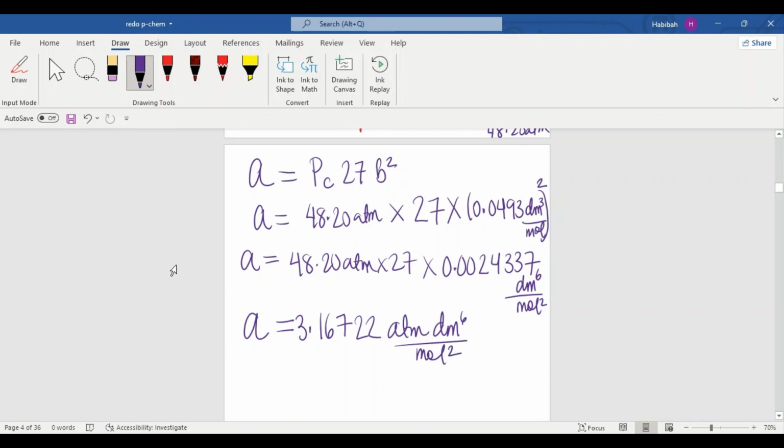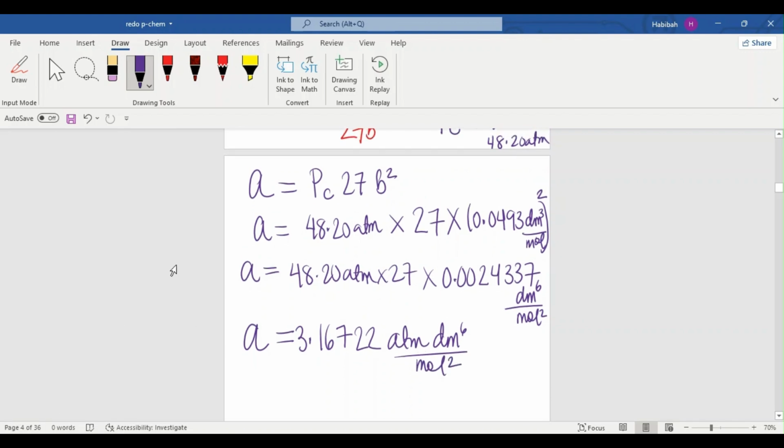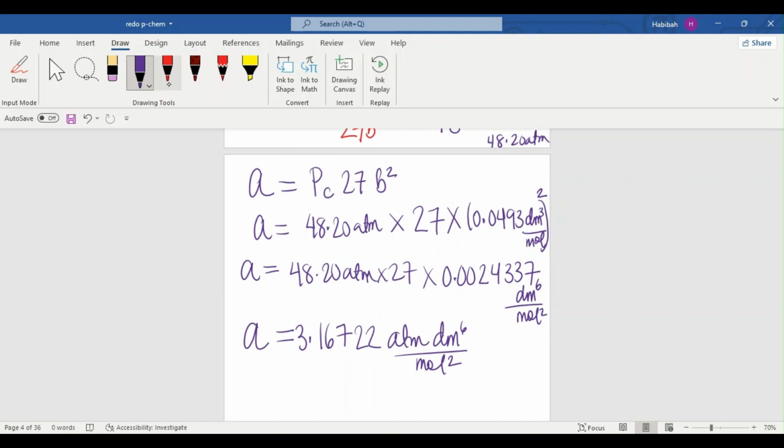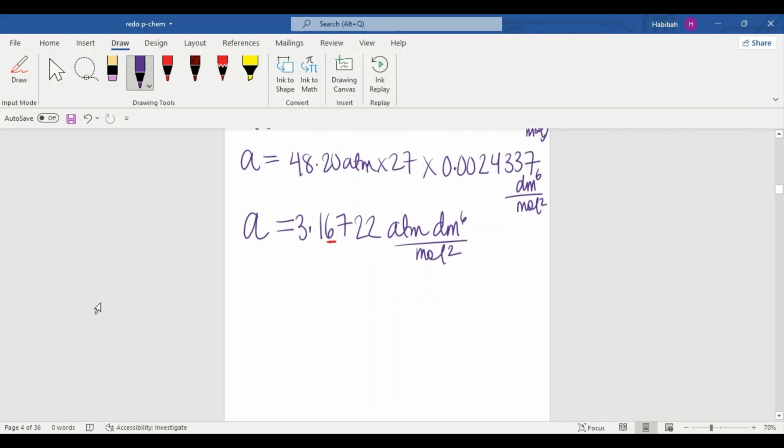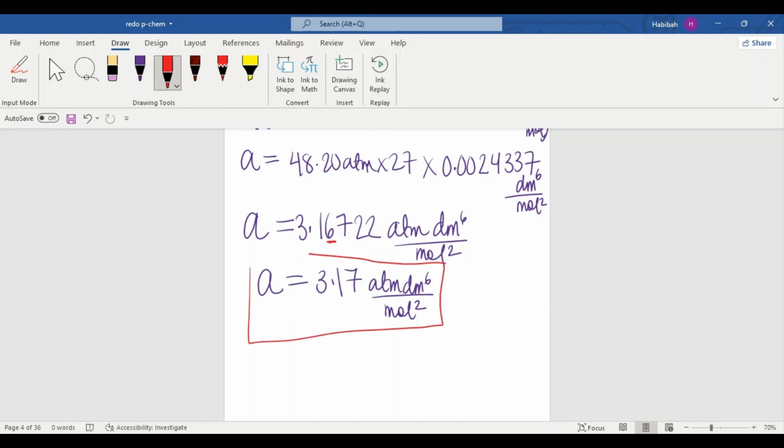Now, I wanted to quickly mention this. Let's not forget, we pick the lowest number of sig figs because that's how you work in chemistry. So our answer has to be in 3 sig figs. The value for A is not just 3.16722. It's going to be A equals 3.17 atmosphere decimeter raised to the power of 6 per mole squared. So this is the answer to this question, and that's basically the answer.